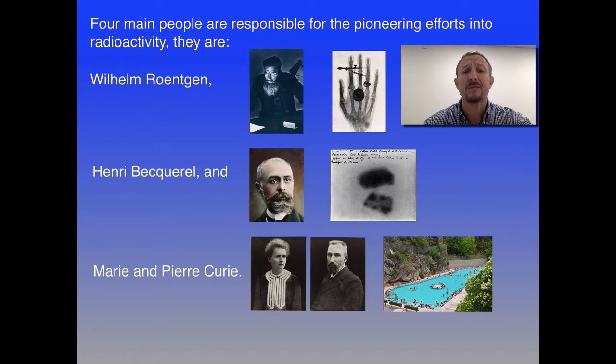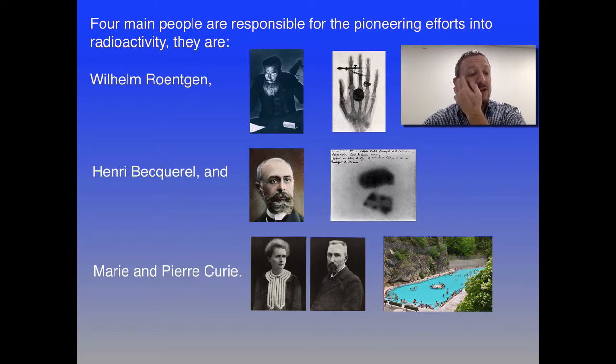Marie Curie is famous because she was the first woman to gain a Nobel Prize. She was the first woman ever to receive 2 Nobel Prizes, and she was the first woman to become professor at the University of Paris. So these 4 main scientists basically paved the way for the use of radiation.